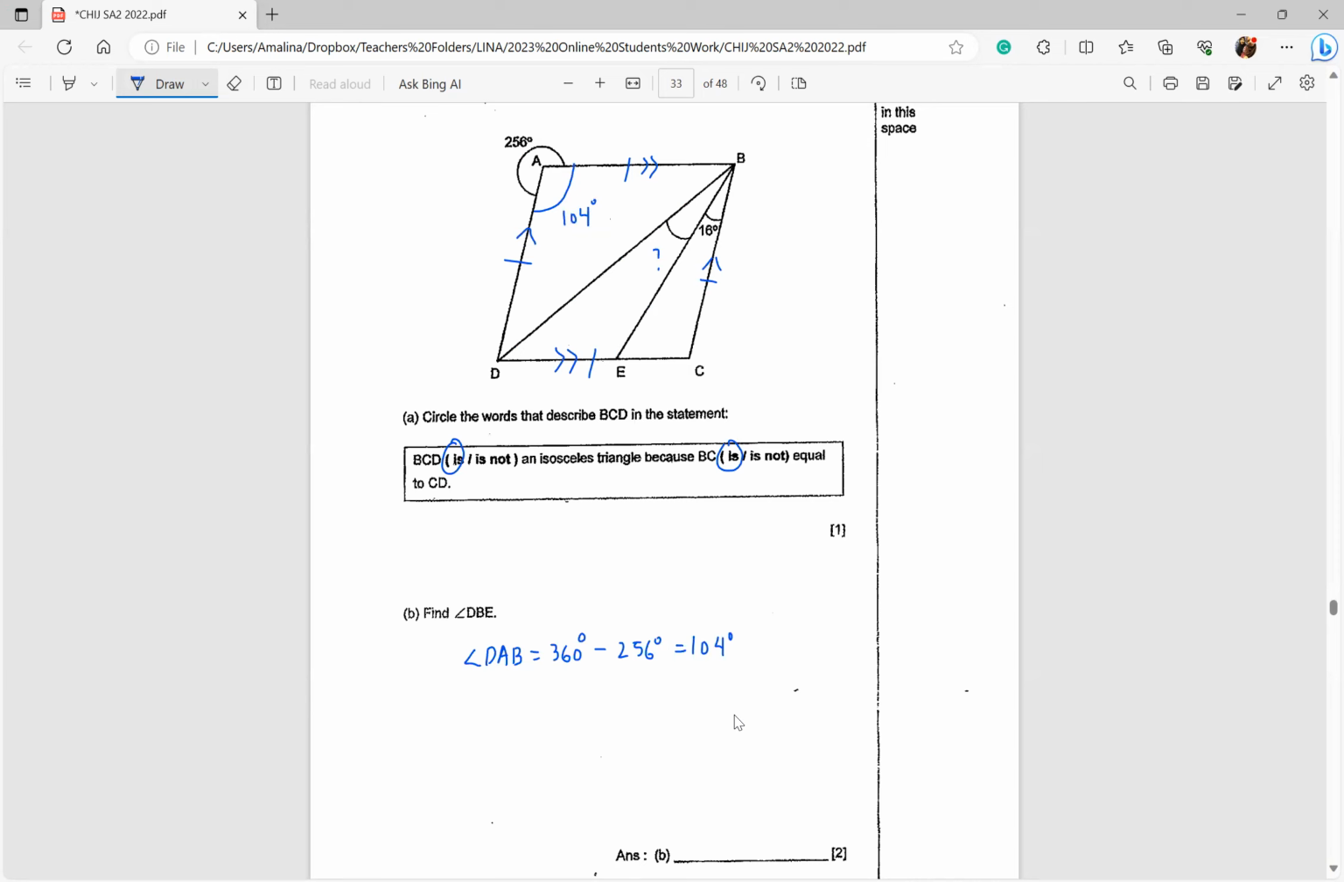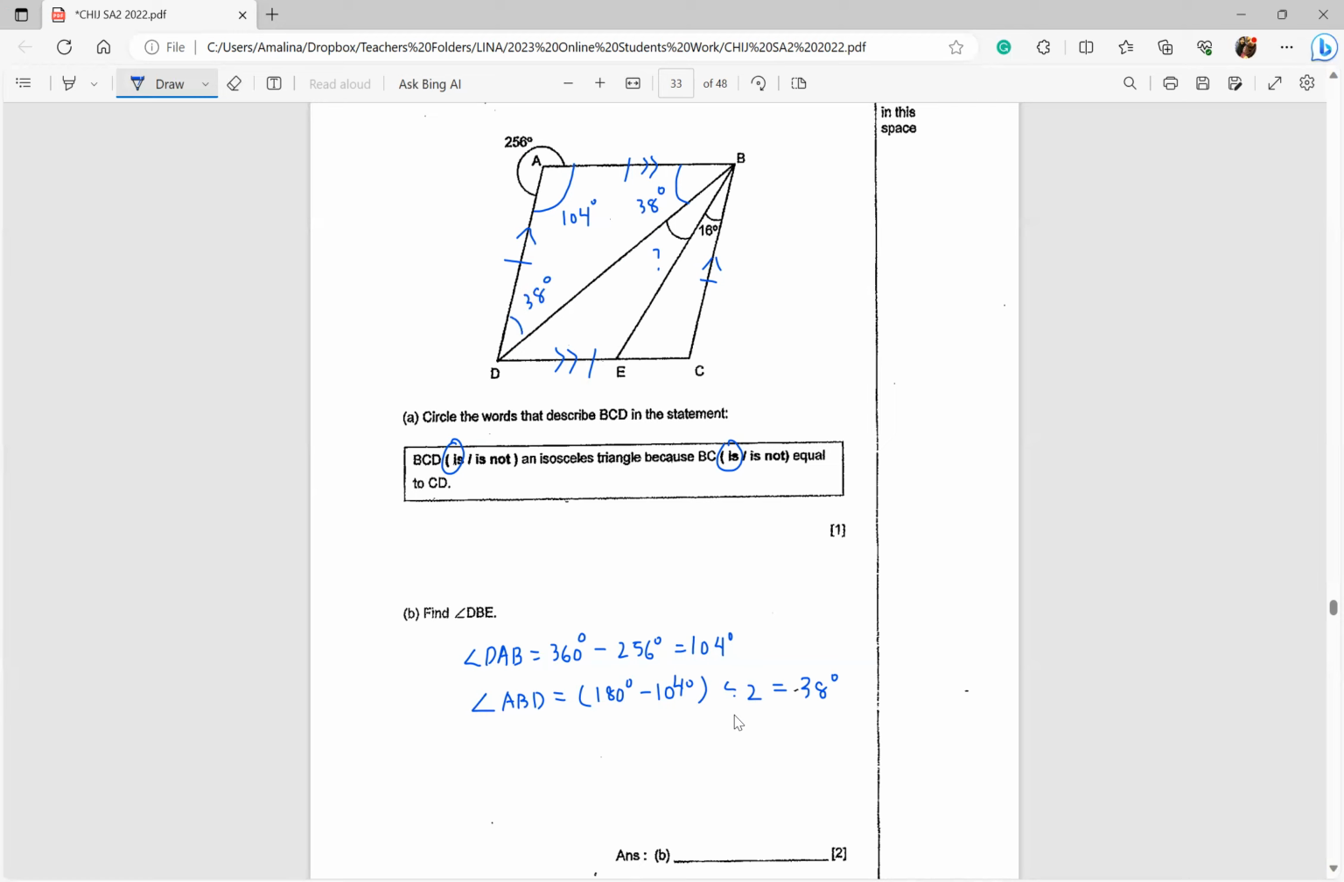And because this is an isosceles triangle, I can find this angle ABD. Okay, so angle ABD is your 180 minus your 104. And then you straight away divide this by 2. Correct, because it's your base angles of your isosceles triangle. So this gives us 38 degrees. So this is 38 degrees. This is also 38 degrees.